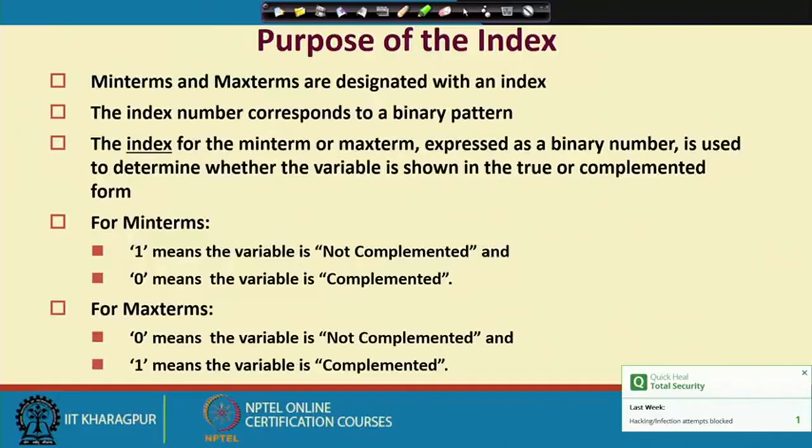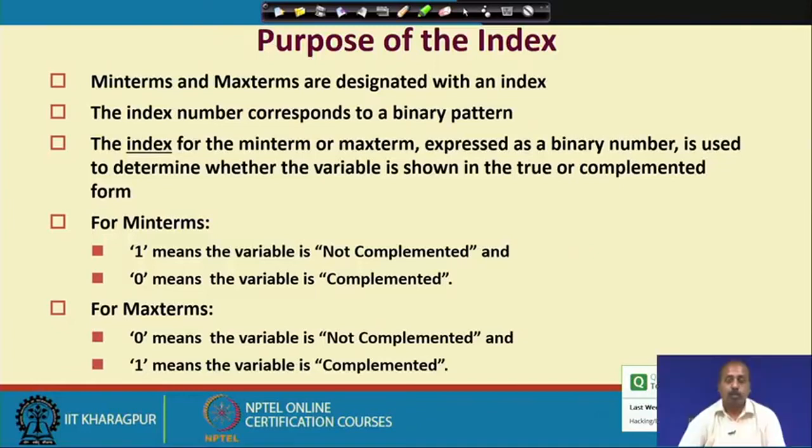So, the index number for a min term or max term, expressed as a binary number, is used to determine whether the variable is in true form or in complemented form. For min terms, 1 means the variable is not complemented and 0 means the variable is complemented, and for max terms, 0 means the variable is not complemented and 1 means the variable is complemented. So, this is the convention that is followed for min terms and max terms.